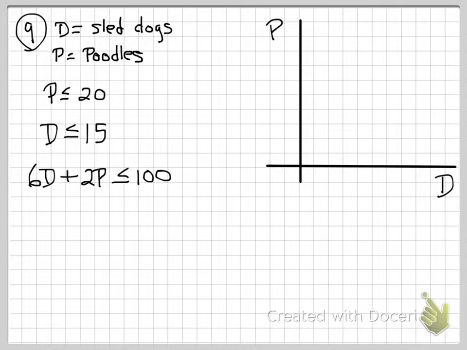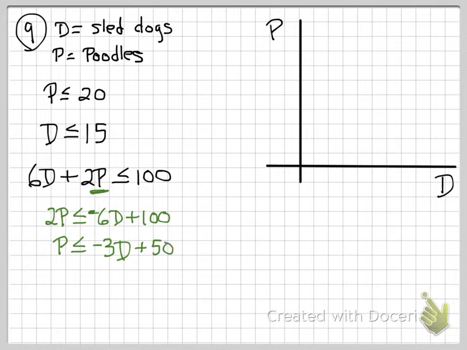So I'm going to solve my equation that's got both variables for my P. So I got to subtract the dogs over to the other side. So it becomes 2P less than or equal to negative 6D, and it's negative because it moved to the other side, plus 100. Now let's divide everything by 2. So poodles are less than or equal to negative 6 divided by 2 is negative 3. And then divide 100 by 2 and I get 50.